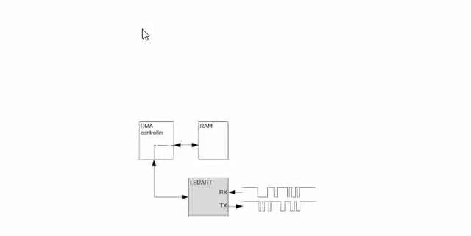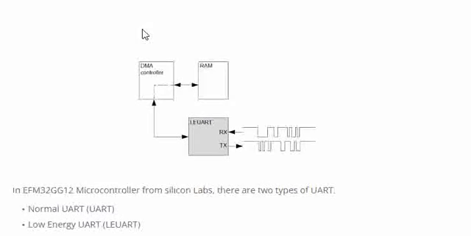Now, apart from UART, EFM32GG12 has something called LEUART, which is called low energy UART. This is one of the interface which is present only in this microcontroller, and LE, as we said, stands for low energy UART. So low energy universal asynchronous receiver transmitter. So what does it mean?